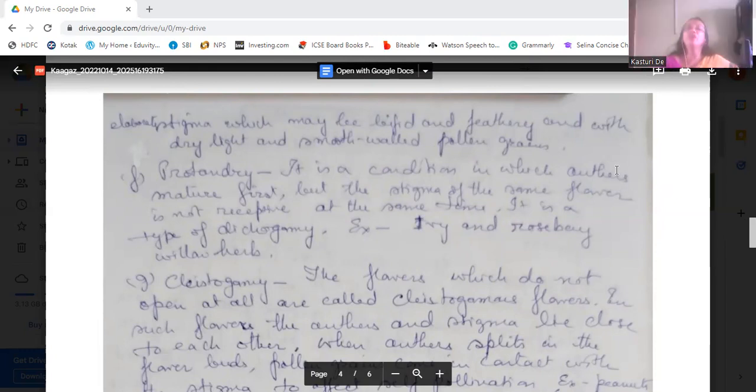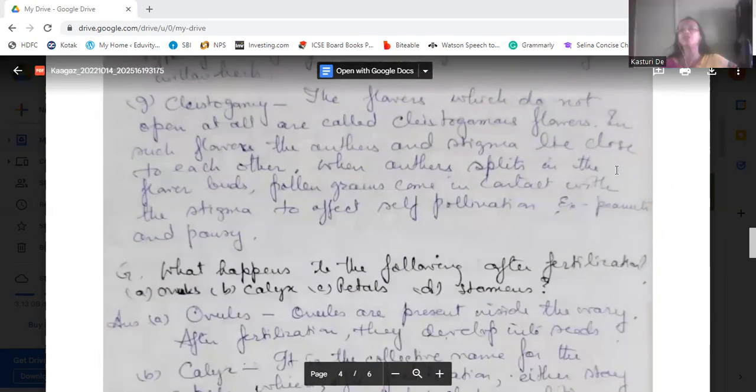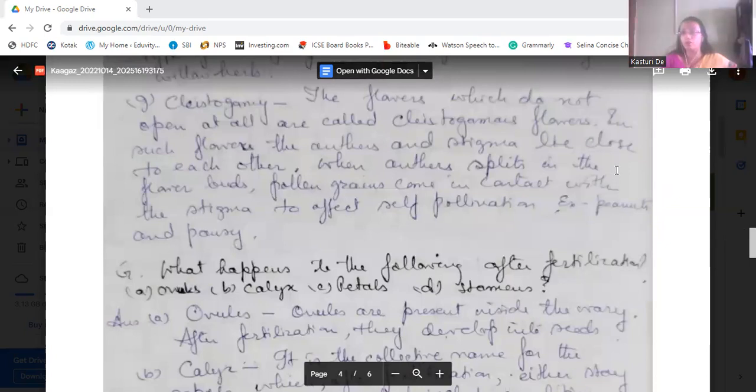Then cleistogamy. Cleistogamy is the condition where flowers do not open at all. That is the cleistogamous condition. In such flowers, the anthers and stigma lie close to each other, and there is only the possibility of self-pollination. No cross-pollination takes place. The anther splits in the flower buds, and pollen grains come in contact with the stigma to effect self-pollination. Examples are peanuts and pansies.